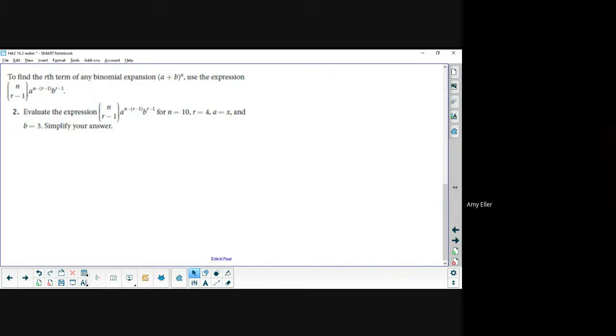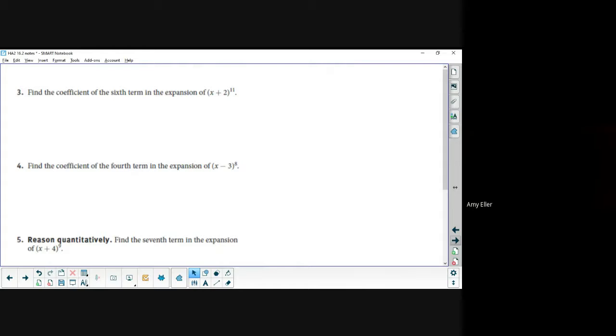So let's look at number 3 on the next page. I'm just going to jump right in, and after we do a couple, you'll catch on. Number 3, find the coefficient of the 6th term in the expansion. Let's not expand it and find all 12 terms. Let's just do what we're doing today with this formula to find the 6th term.